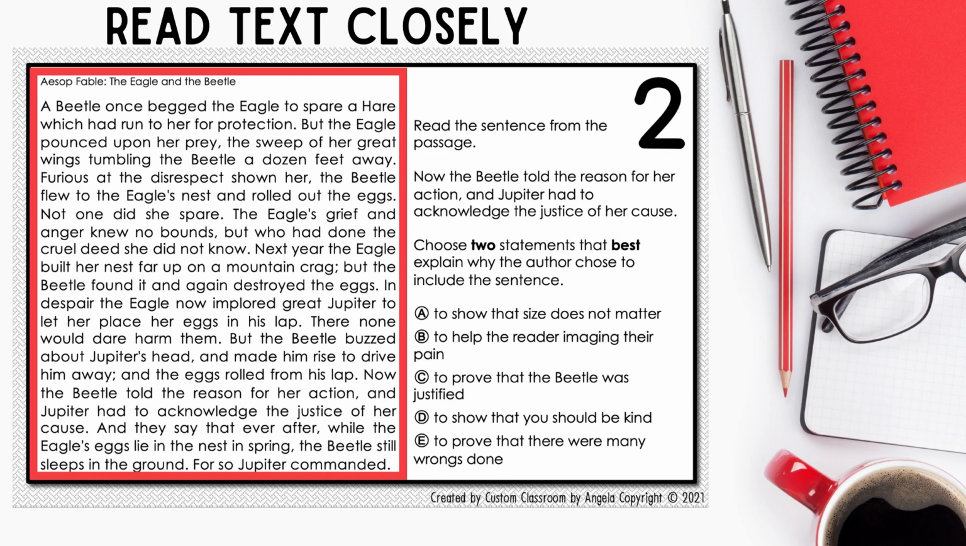A beetle once begged the eagle to spare a hare which had run to her for protection, but the eagle pounced upon her prey, the sweep of her great wings tumbling the beetle to the ground feet away. Furious at the disrespect shown her, the beetle flew to the eagle's nest and rolled out the eggs. Not one did she spare. The eagle's grief and anger knew no bounds. But who had done the cruel deed she did not know. Next year, the eagle built her nest far up on the mountain crag, but the beetle found it and again destroyed the eggs. In despair, the eagle now implored great Jupiter to place her eggs in his lap.